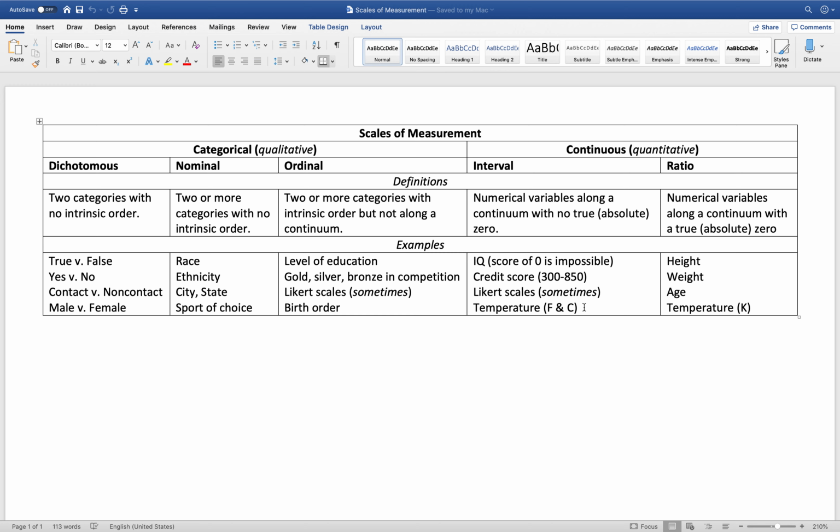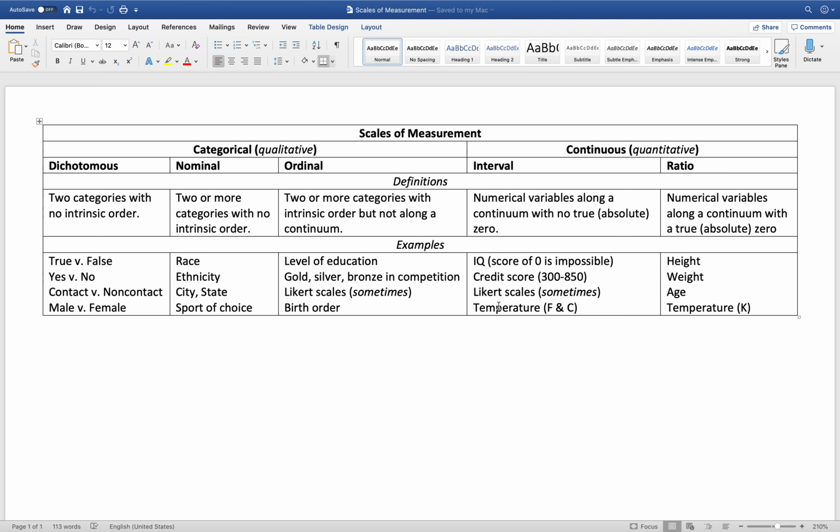Temperature is a little bit fuzzy here. Temperature is fuzzy because when we're measuring temperature in Fahrenheit or Celsius, when it's 0 degrees Fahrenheit, it doesn't mean that there's no temperature. It just means that it's really cold. When it's 0 degrees Celsius, once again, it doesn't mean that there's no temperature, that there's no thermodynamic activity. Rather, it just means that it's really cold.